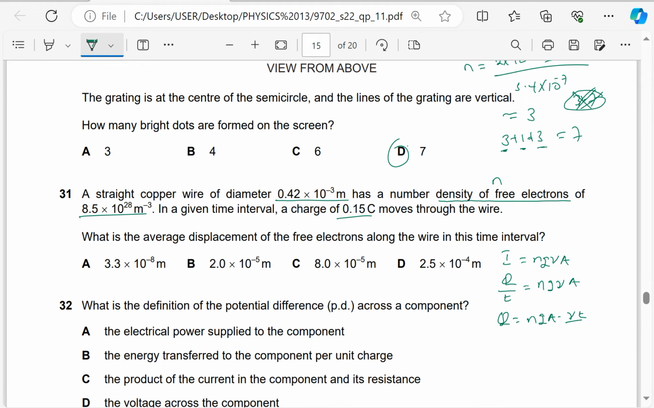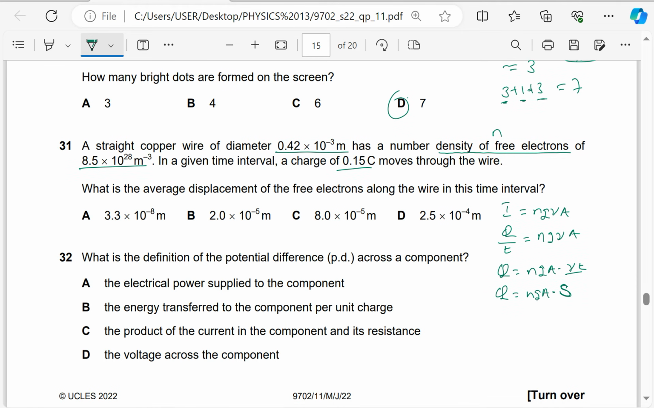Of course, v times t is going to be the displacement. Velocity times time is going to be the displacement. So Q is going to be nqA times the displacement. I'll use capital S for displacement. So what is the average displacement of the free electrons along the wire in this time interval?